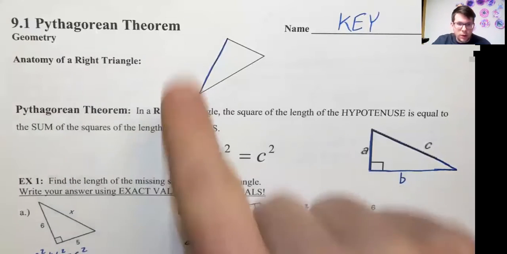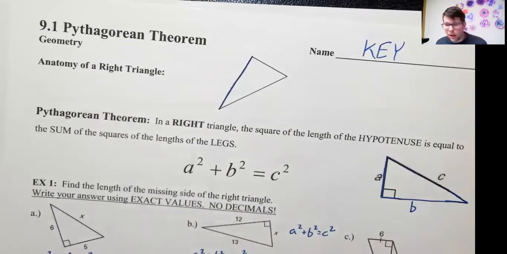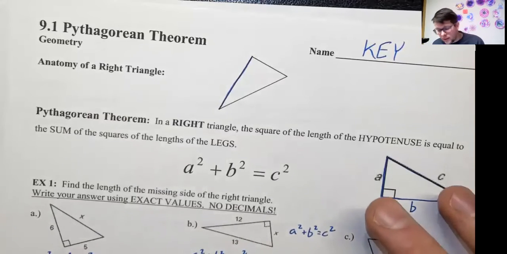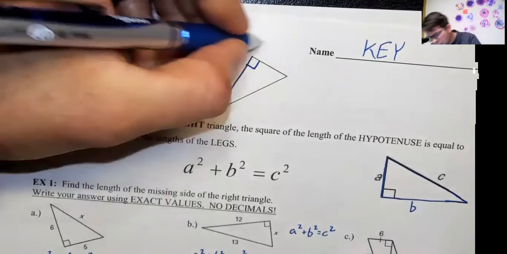We're going to start off by talking about the types of triangles we can use the Pythagorean Theorem on, which are going to be right triangles. Pythagorean Theorem only works for right triangles. So what makes a triangle right? Well, the main thing is that it needs to have a right angle. So we're going to have that 90-degree angle right up there.